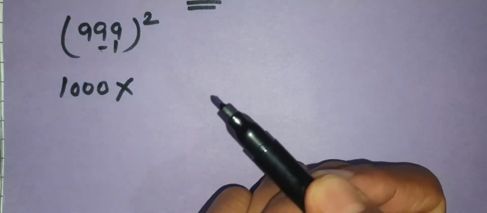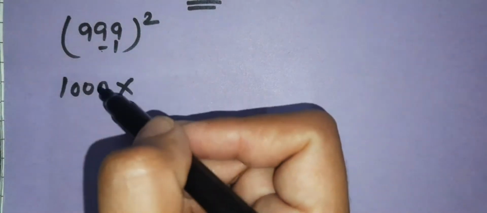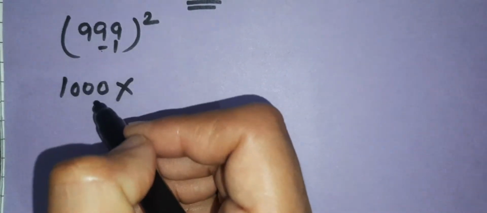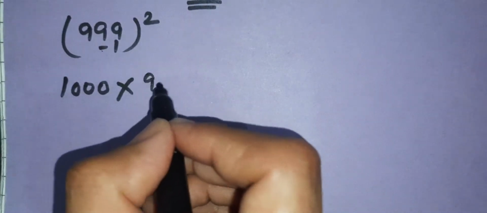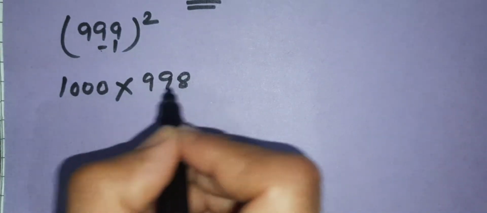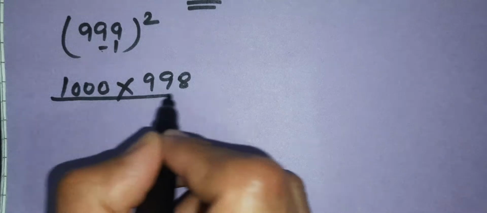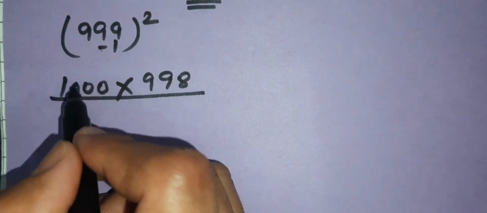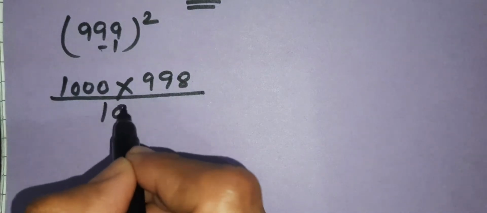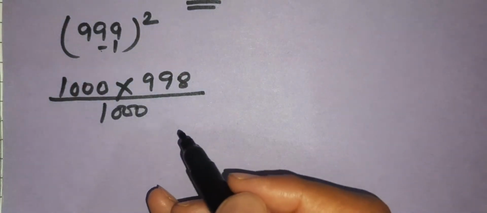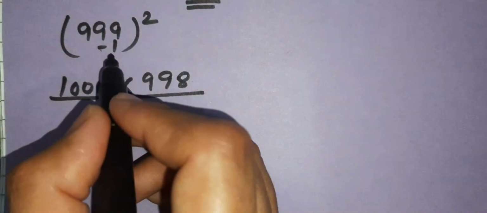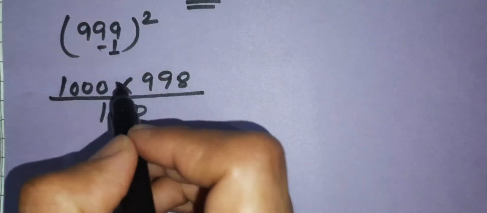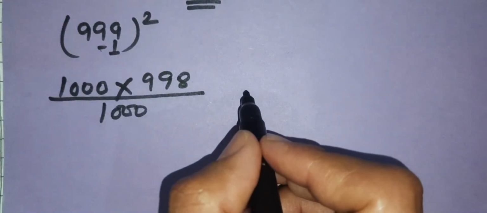In the first trick, we add the difference. Here we are subtracting 1, as 999 is only 1 less than 1000. So we just write 998 and we'll divide here. We'll divide by the 3 zeros, as we are using this 1000 here. So we have to divide it by 1000. Also, what do we subtract from 999? We subtract just 1. So we'll write the square of 1.